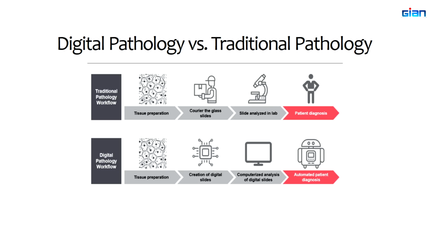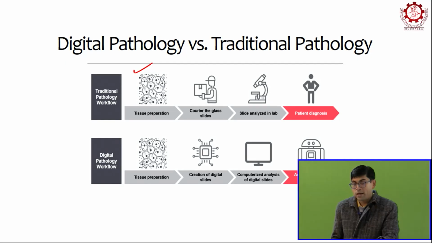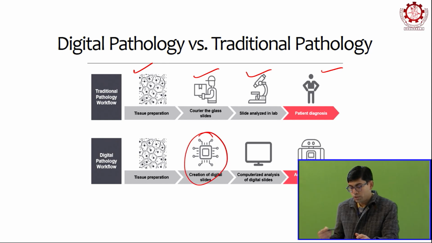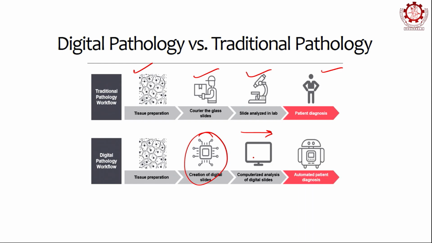You have the traditional pathology workflow here, where you have the tissue preparation, and like I said, if you don't really have an expert in that physical location, you have to ship the slides to a lab where it is analyzed, and then you have a patient diagnosis. However, with digital pathology, after the tissue preparation, you have the step which creates the digital slides, and then everything is computerized after that. So you have the analysis of the digital slides. I mean, obviously you have the pathologist who can look at the digital slides, but then you can build your AI systems for automatically diagnosing diseases or doing, let's say, a morphometric analysis that you have to do.